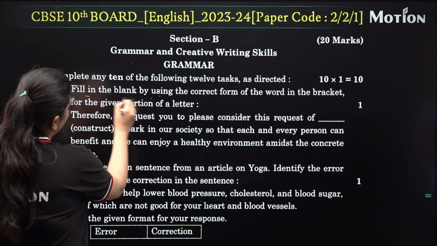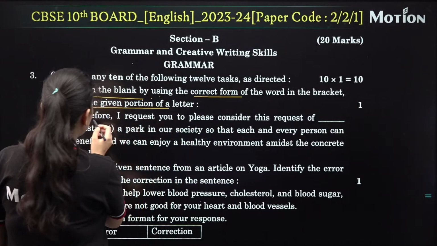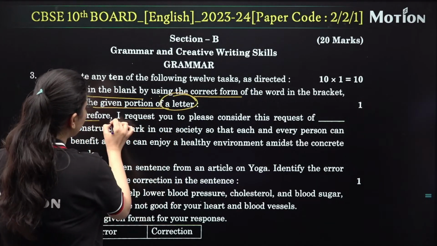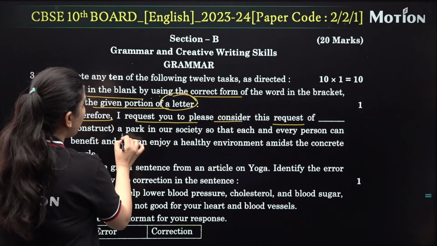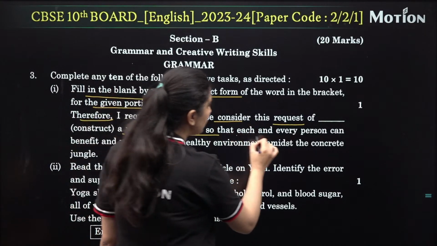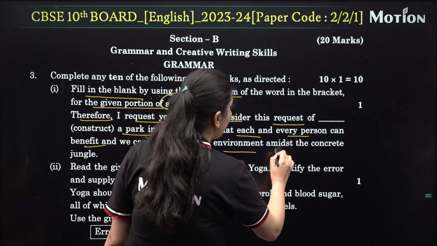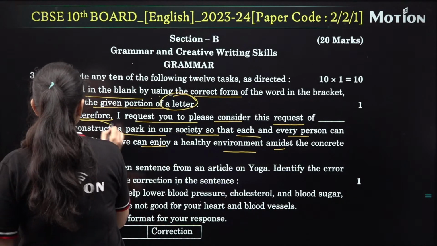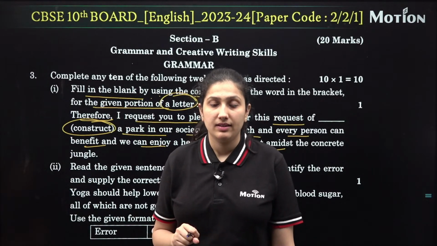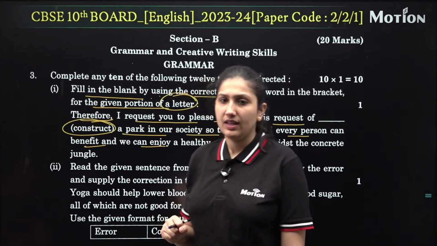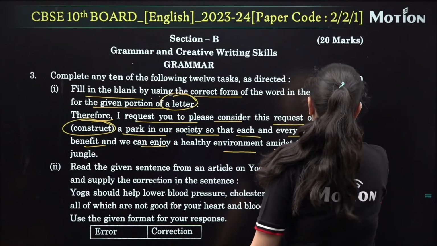Fill in the blank by using the correct form of the verb in the bracket for the given portion of a letter. Therefore, I request you to please consider this request of a park in our society so that each and every person can benefit and we can enjoy a healthy environment amidst the concrete jungle. Okay, and the verb is construct. What have you written, children? The correct answer is constructing.